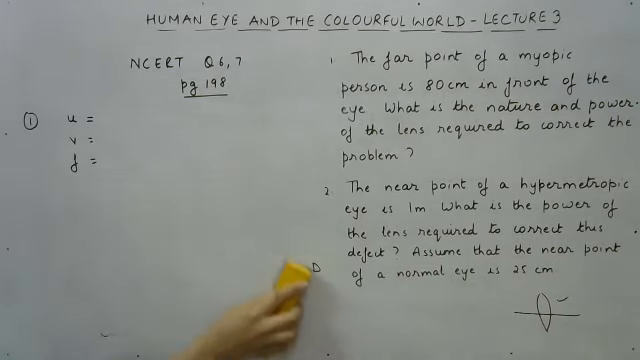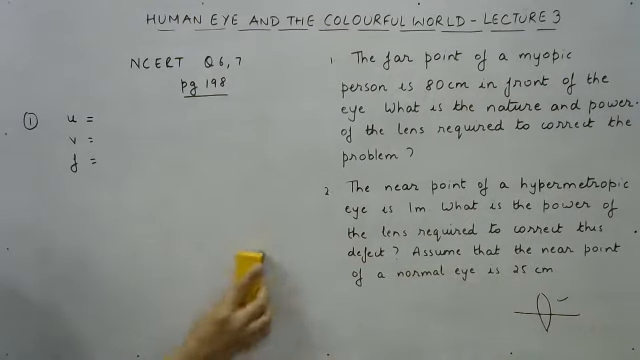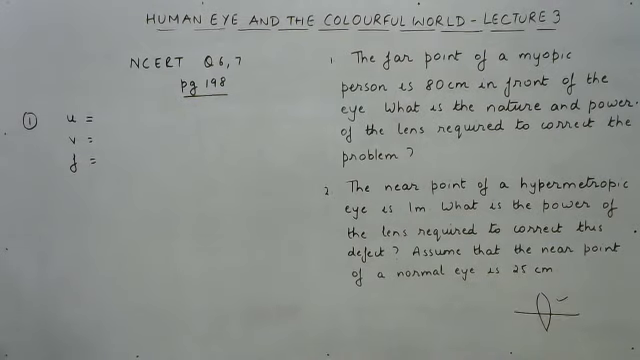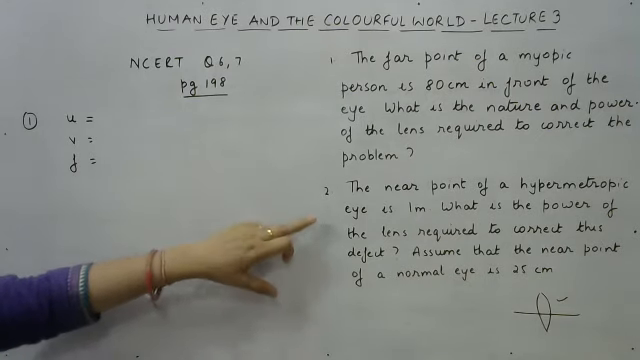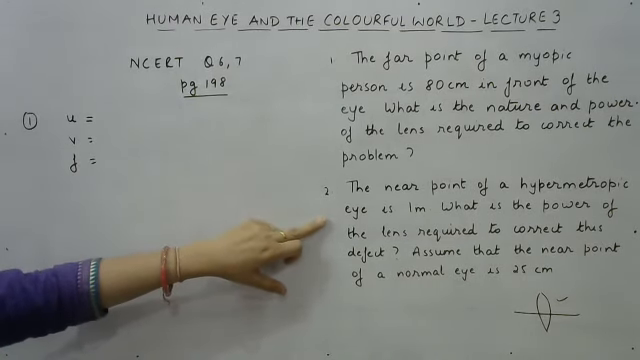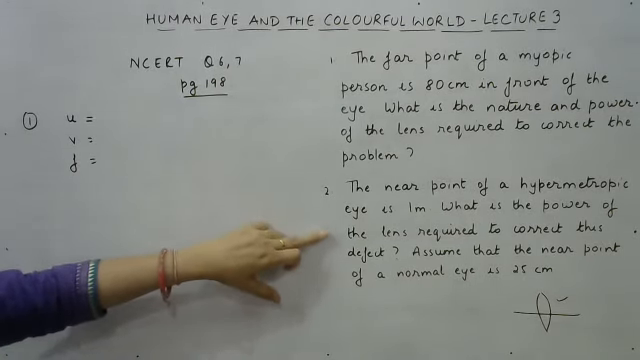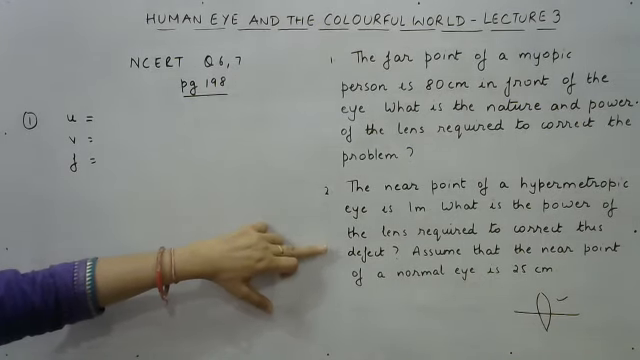Again, we'll be using the lens formula, and for using the lens formula, we need to know what is u, what is v, and what is f first. The near point of a hypermetropic eye is 1 meter. What is the power of the lens required to correct this defect?